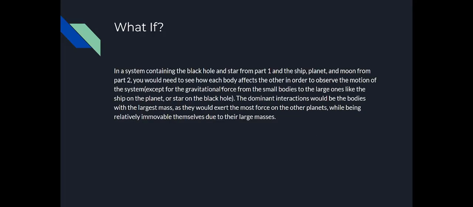And then last, what if in a system containing the black hole and star from part one and the ship, planet, and moon for part two, so they're all together, I think that you would need to see how each body affects the other in order to observe the total motion of the system. But I do think that there would be some dominant interactions. The bodies with the largest mass, like the black hole and the sun, probably would exert a decent amount of the total force in the system on the smaller objects, like the ship and the moon. But the ship and the moon wouldn't exactly be pushing and pulling the sun and the black hole. And that is pretty much it.